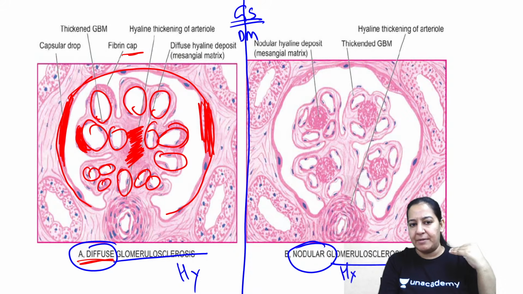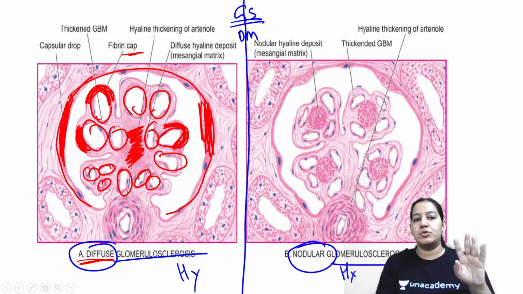See this capillary also. This one, can you see the dark pink color? See, this capillary also has a cap, right? So these are the 4 places. That's why it is known as diffuse. So what are the 4 places?